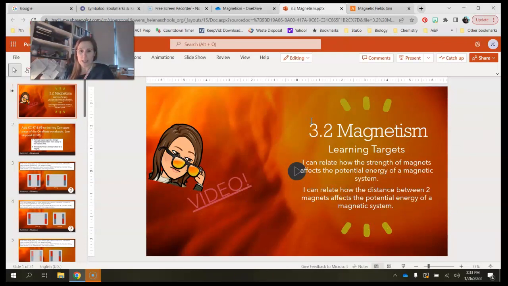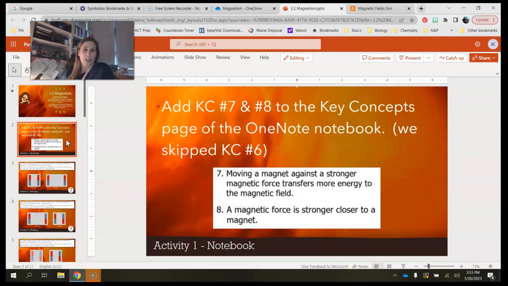Okay, so your learning targets: I can relate how the strength of magnets affects the potential energy of a magnetic system, and I can relate how the distance between two magnets affects the potential energy of a magnet system. So again, we're going to be looking at strength of magnets and distance between the two magnets as our overarching concepts.